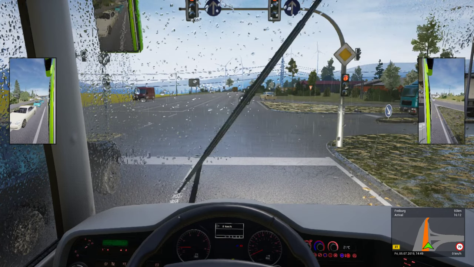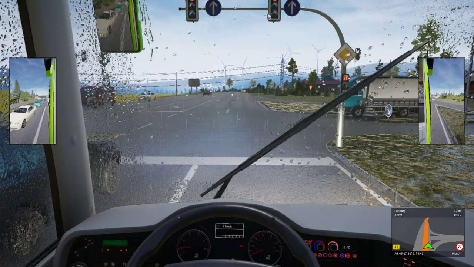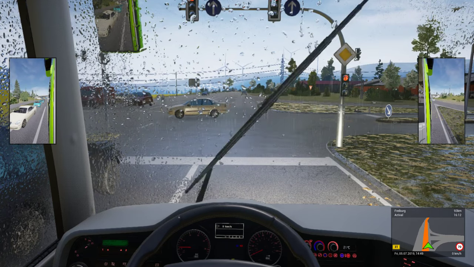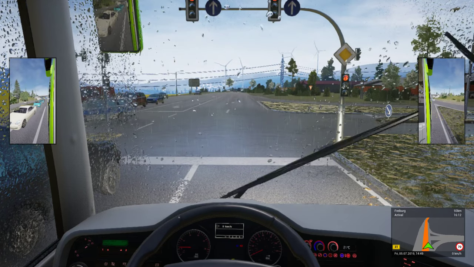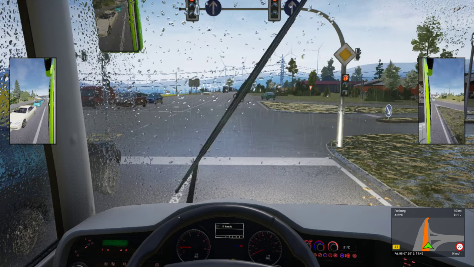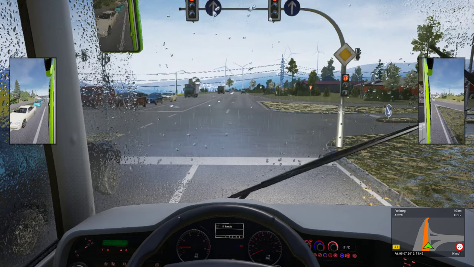And this weather really is not helping again. The visibility is considerably less once it starts to belt it down, and you do have to be a bit more careful with the AI, I think, even more than normal. It's quite impressive, by the way.